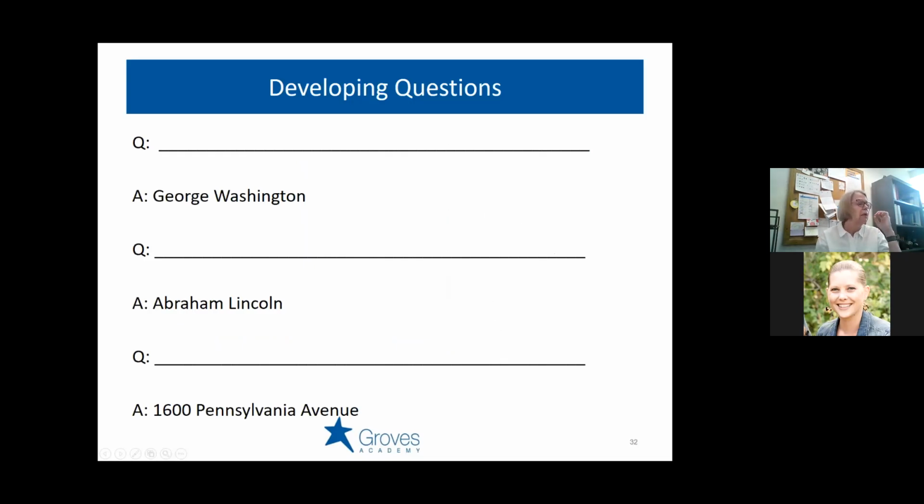And again, here's another great way of assessing content knowledge. Write a question that has the answer of George Washington or Abraham Lincoln or 1600. So, what would the question be? Clearly, who was the first president? Second, who was president during the Civil War? What is the address of the White House? All of these things. These are, obviously, for younger kids, but it's a great activity and draws in content knowledge.